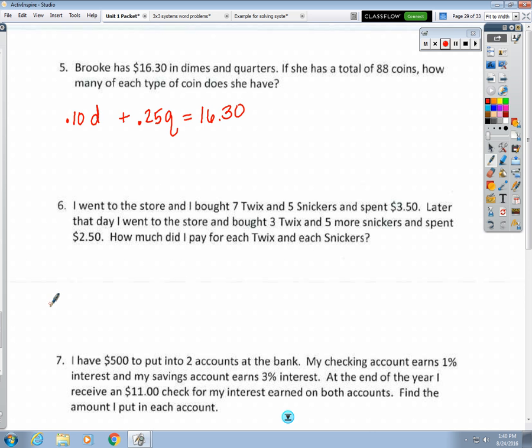Okay, then what should our second statement be? D plus Q equals 88. Right. You don't have to put anything on those because 88 is not a dollar value. That's how many coins we have, and currently we don't know how many of those are dimes or quarters.